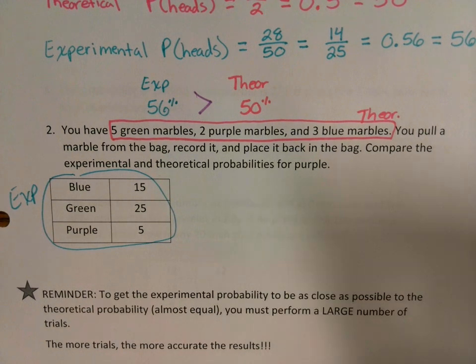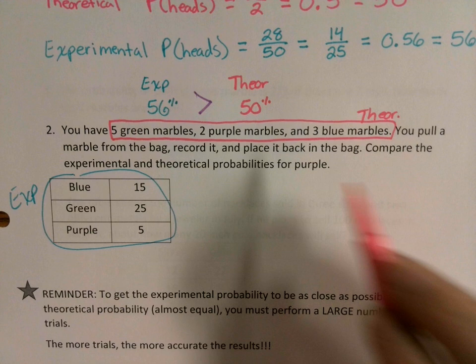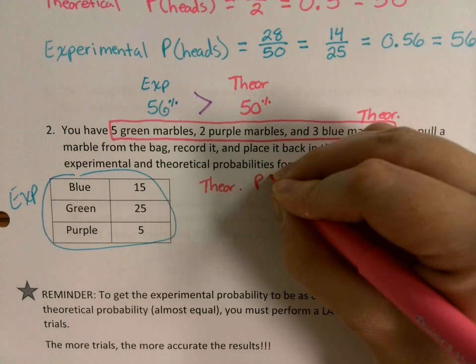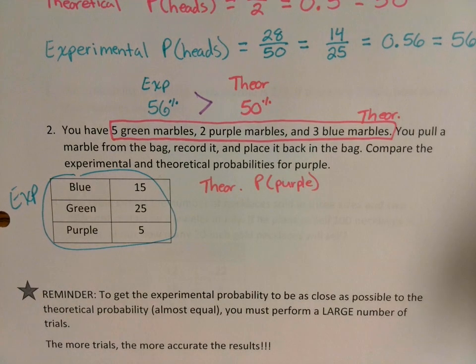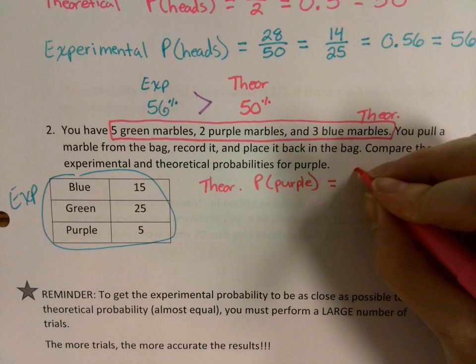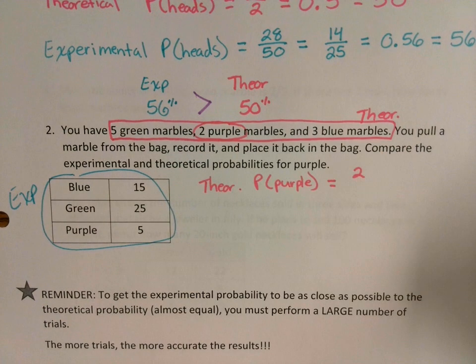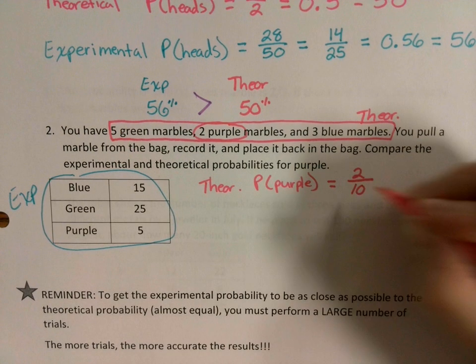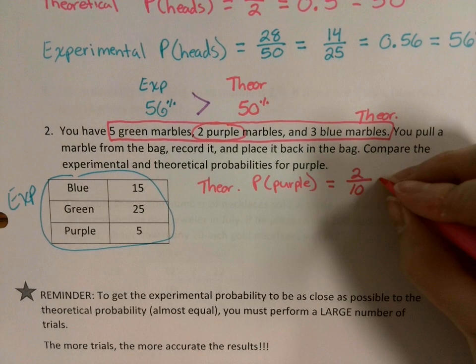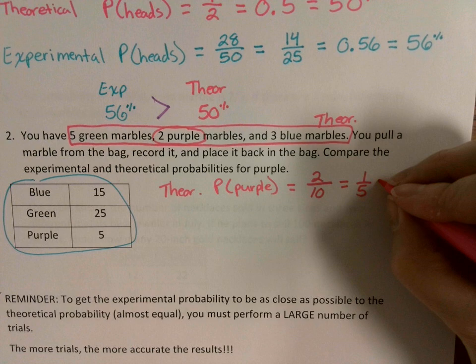So we'll create our theoretical probability for purple. In the bag, how many purple marbles do we have? 2. We have 2 purple marbles inside of the bag. Out of how many total marbles are in the bag? 10, right? 5 plus 2 plus 3, that comes out to 10. So our theoretical probability, if we simplify it, is 1/5. 1/5 as a decimal is 0.2. 0.2 as a percentage is 20%.